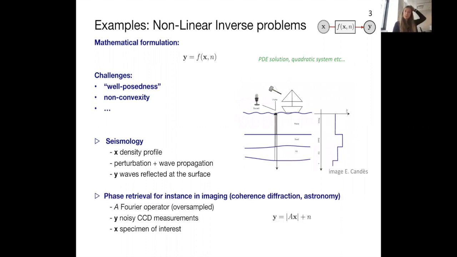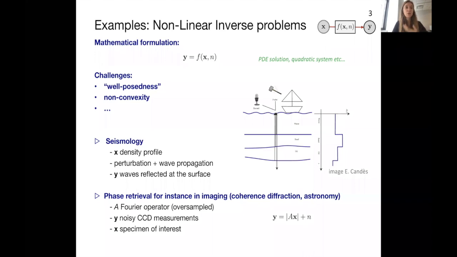And then one, again, in imaging, and that is arising in many different situations in astronomy or in coherent diffraction imaging, is phase retrieval, in which case we have X, that is a specimen of interest we are trying to image. And then A will be the Fourier operator, so transforming X into its Fourier transform. And then we will only have access to the magnitude of this Fourier transform, potentially noisy. Okay, so that's a few examples of inverse problems.